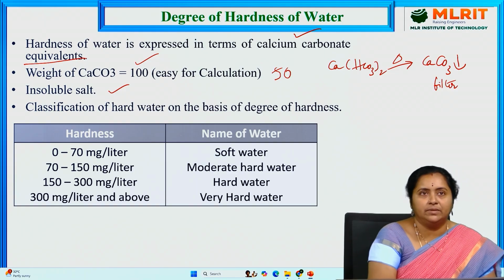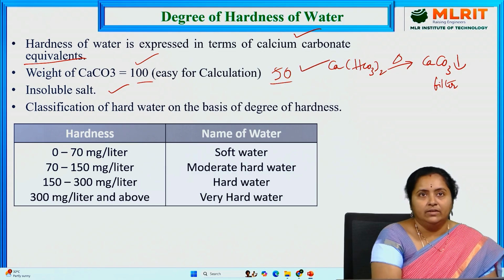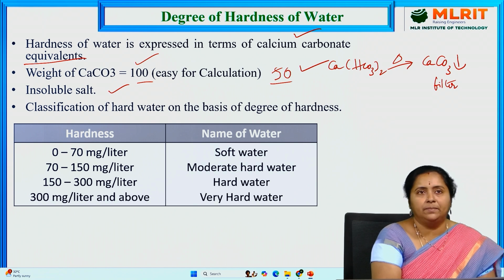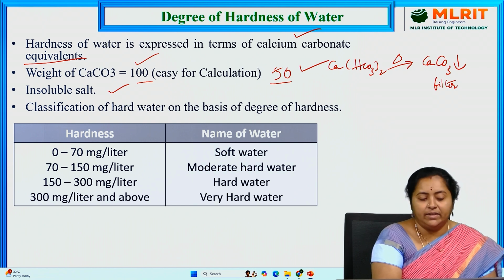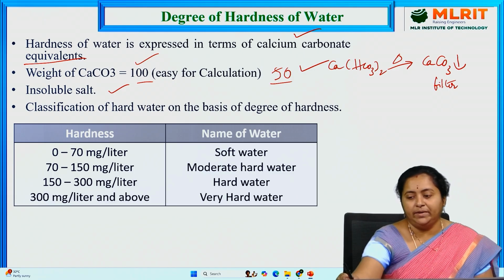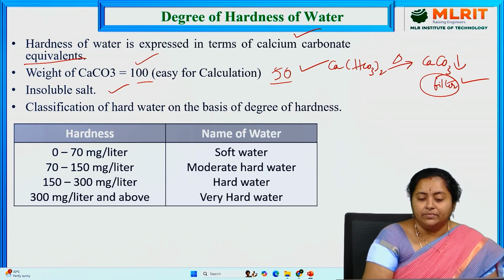What is the first plus point, or we can say advantage, of CaCO3? Its gram molecular weight is 100, or we can consider its equivalent weight as 50. So both are easy for the calculation part, for doing the problems. And the second advantage is it is an insoluble salt. It is not soluble in the water, so it can be easily removed by filtration technique. And the next one is classification of hard water on the basis of degrees of hardness.